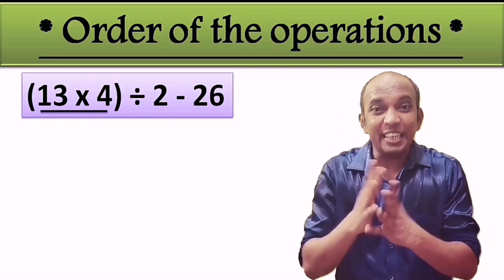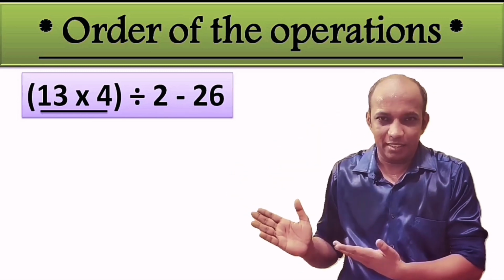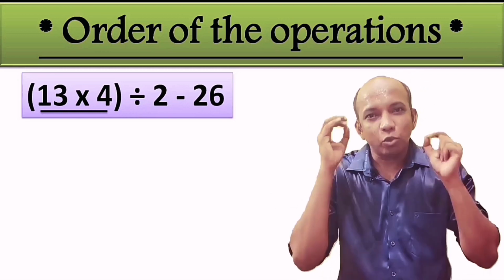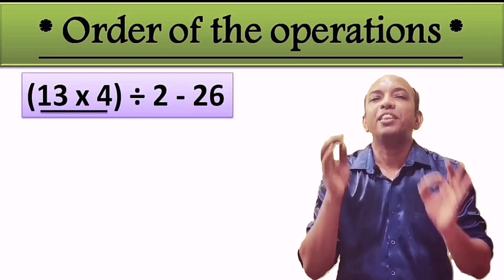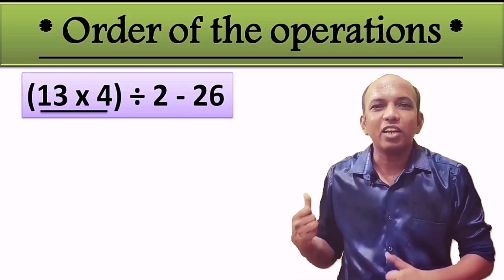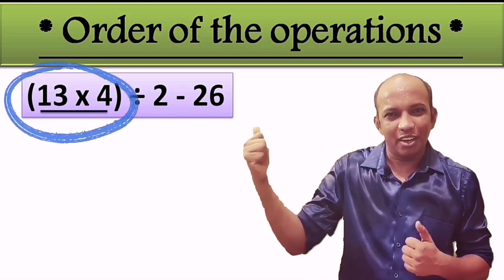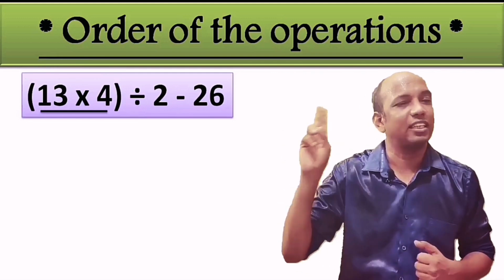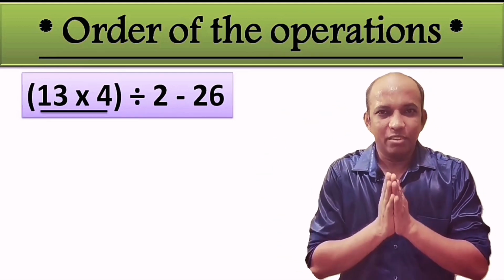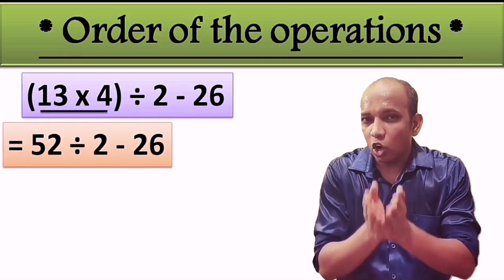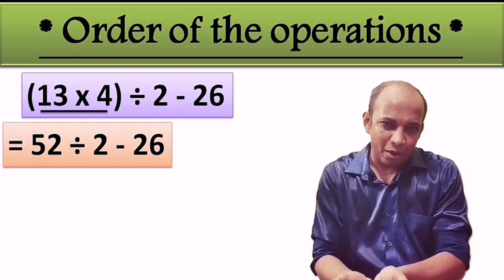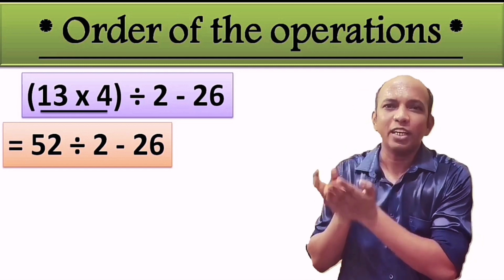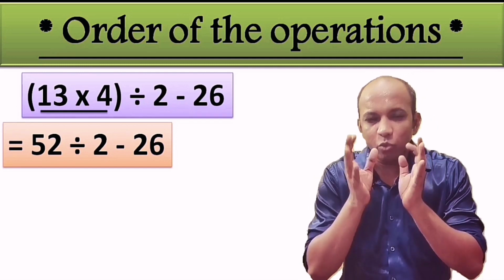Now if there is only one operation in the bracket, it doesn't matter which operation is there, addition, subtraction or division. We have to begin our sum by solving that bracket first. So in the bracket we have 13 into 4. Rest of the sum we have to copy down as it is and the answer of that multiplication is 52. So in short we have 52 divided by 2 and then subtracted by 26.